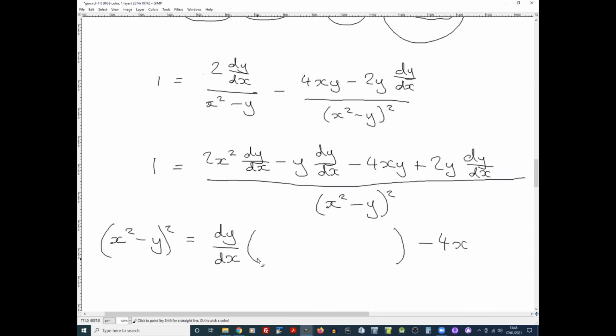Hold on, shouldn't you have minus 2y dy dx up there? A minus here instead of a plus? No, the y dy dx should be a minus 2, shouldn't it?